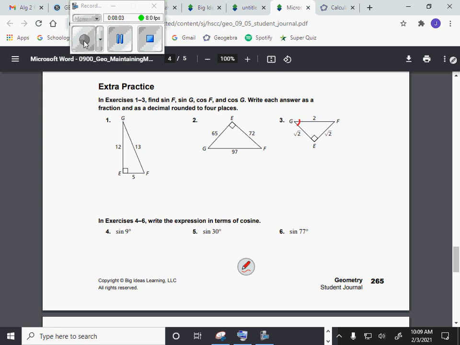So the cosine of g is adjacent, so square root of 2 over the hypotenuse 2. The cosine of f, remember adjacent, so square root of 2 over the hypotenuse 2.